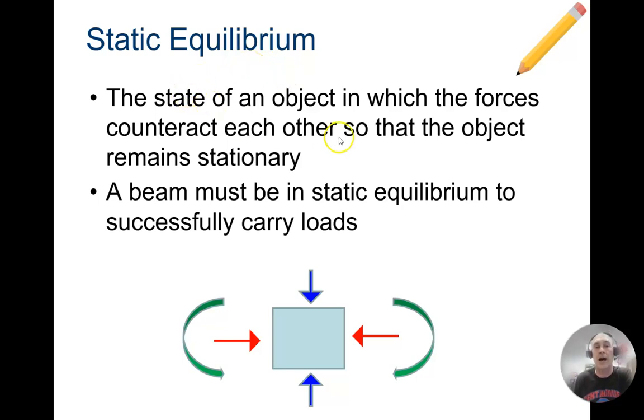So the first thing that you're going to write down is just a definition of static equilibrium. This is a state of an object in which the forces counteract each other so the object remains stationary. That means that no matter what all the forces are, this thing is not moving. And a beam must be at static equilibrium to successfully carry loads.